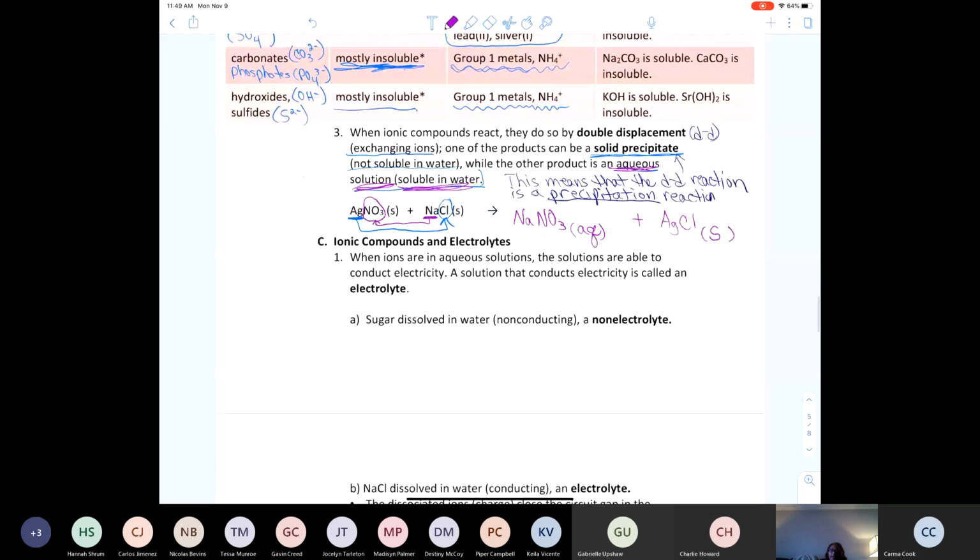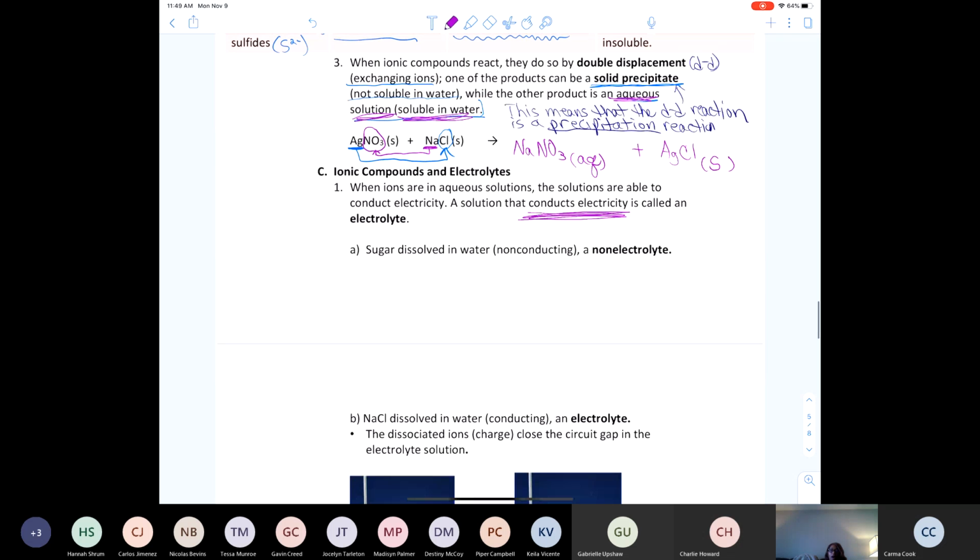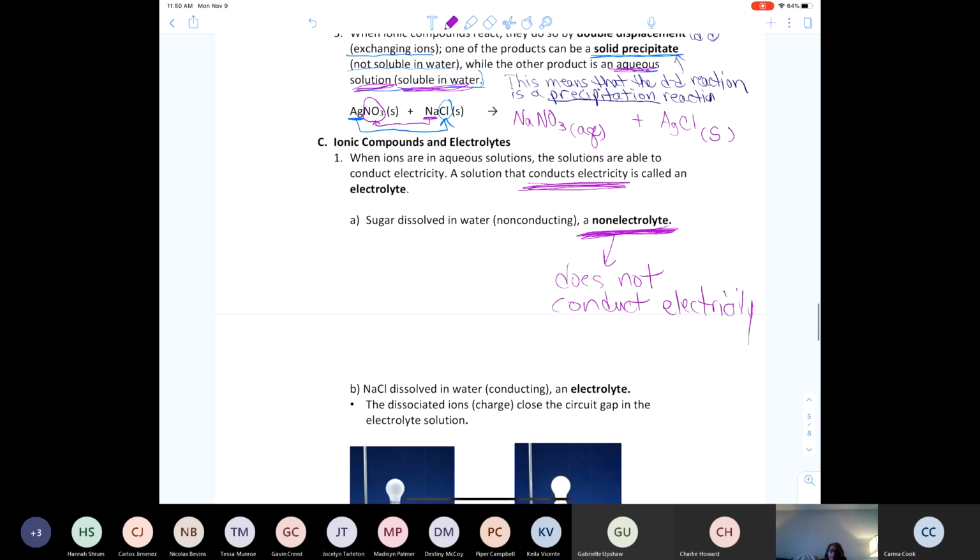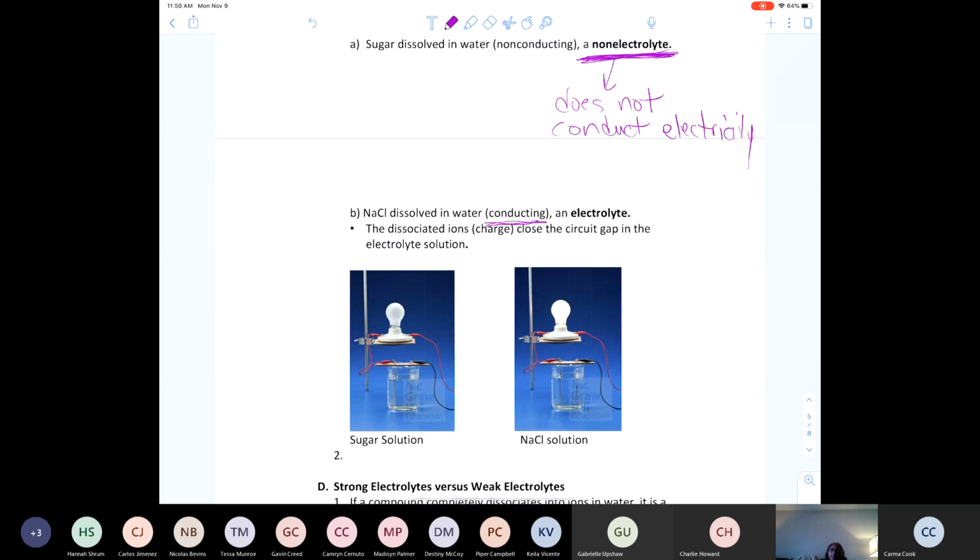And so I stated earlier that ionic compounds are electrolytes. An electrolyte is a solution that has dissolved ions in it. And therefore, it is a solution that conducts electricity. So in order for that solution to be able to conduct electricity, it has to have free ions in that solution. If you dissolve sugar in water, that's going to be a non-conducting solution because a sugar solution is a non-electrolyte. So it does not conduct electricity. Sodium chloride, however, dissolved in water, is conducting because sodium chloride solutions are electrolyte solutions.